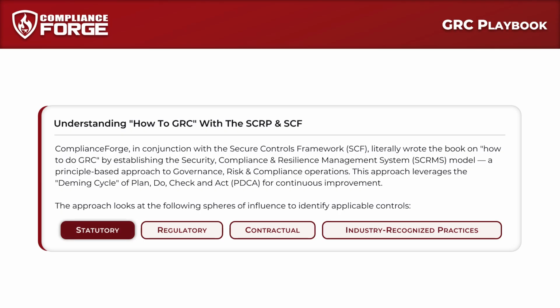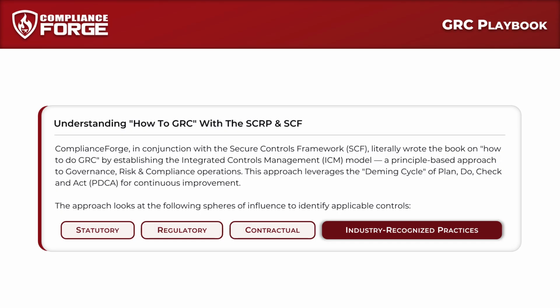The approach looks at 4 spheres of influence to identify applicable controls. Statutory obligations. These are U.S. state, federal, and international laws. Regulatory obligations. These are requirements from regulatory bodies or governmental agencies. Contractual obligations. These are requirements that are stipulated in contracts and vendor agreements. And industry-recognized practices. These are requirements based on an organization's specific industry, where industry norms are established for what constitutes reasonable practices.